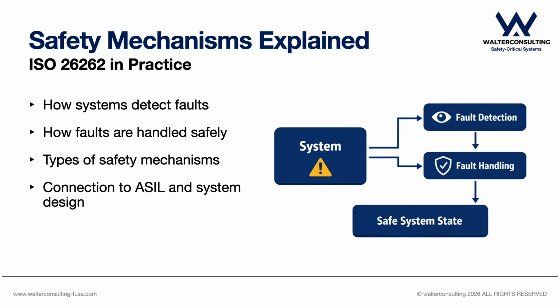Systems fail. That is a fact. The real question is not if a failure occurs, but how the system reacts when it does. How can a system detect a fault early enough, and how can it respond in a way that keeps the system safe? This is exactly the role of safety mechanisms. In this video, we explain how safety mechanisms work in ISO 26262 and how they are used to detect and handle faults in real systems.